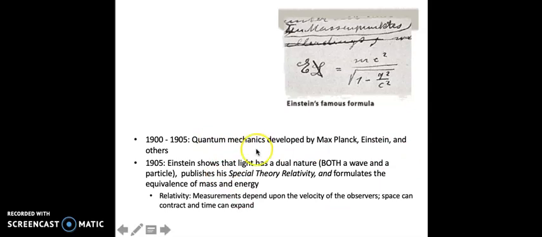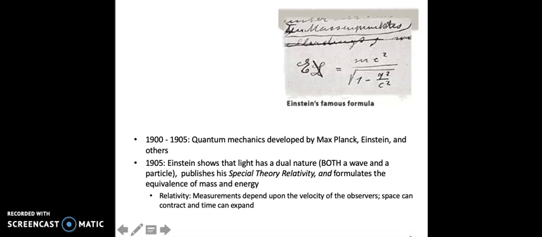You get Einstein in 1 year, 1905, having all of these insights about light having a dual nature, both a wave and a particle, publishing his special theory of relativity, formulating E equals mass times the constant squared. Now, ordinary people, including us, may not understand all of that.